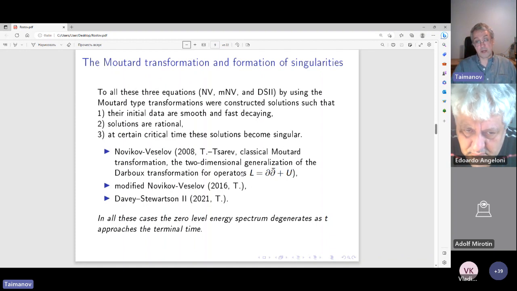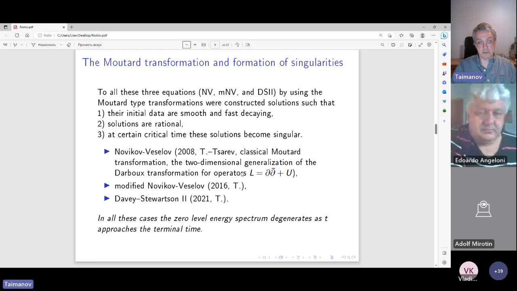For the two other equations, the transformation has a very explicit geometrical meaning. What is interesting? In all these cases, the zero-level energy spectrum degenerates at the critical time, at the terminal time.